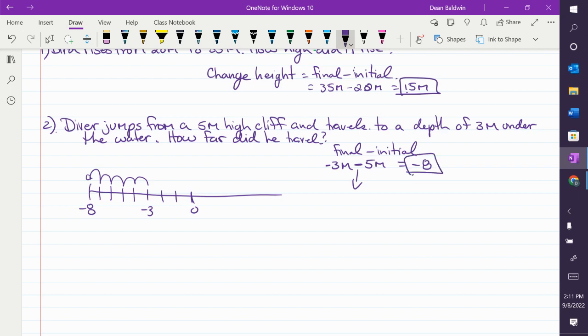So he traveled 8 meters. Why is the answer negative? Because he traveled 3 meters below the depth of the water. Yeah, because he fell basically, right? Here's the water, here's the cliff, and he ended up there. So the negatives in math are important because, when you take physics in grade 10 and 11, the negatives tell you the direction things move. Okay?